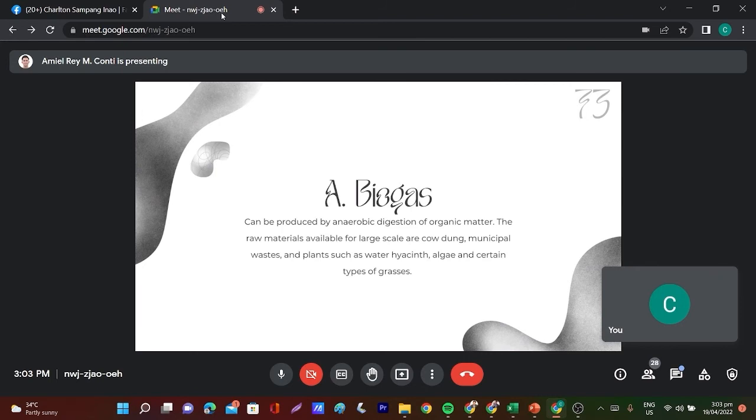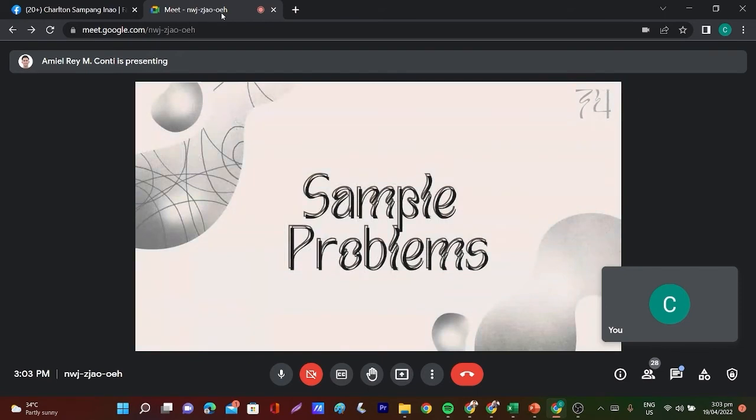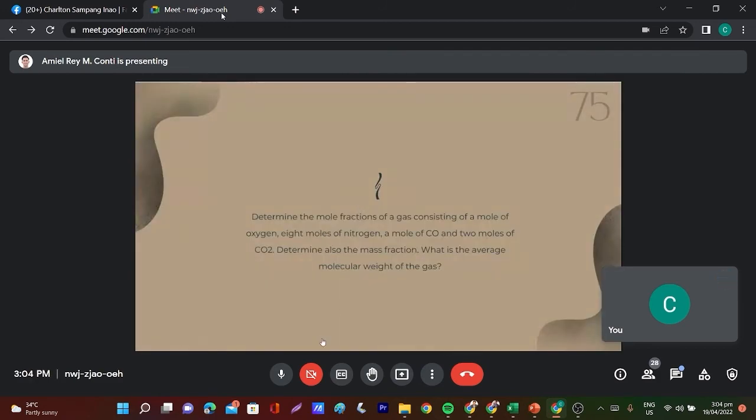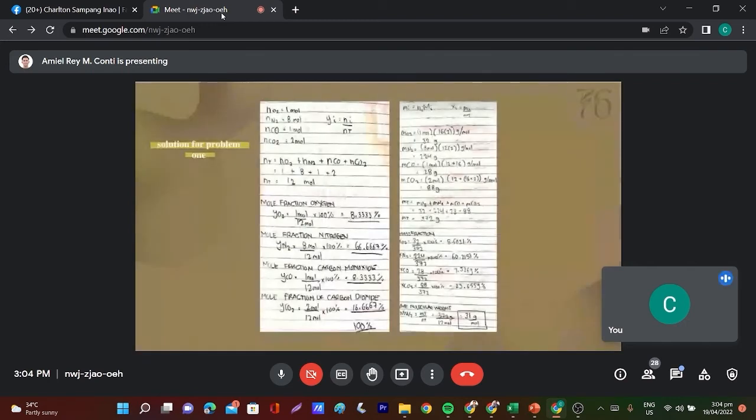So, to further discuss naman po yung mga formula na pinag-usapan kanina, magbibigay po kami ng sample problems. And yung una po is for the solid fuels. Good afternoon po. Sample problem number 1. Determine the mole fractions of a gas consisting of 1 mole of oxygen, 8 moles of nitrogen, 1 mole of carbon dioxide, and 2 moles of carbon dioxide. Determine also the mass fraction. What is the average molecular weight of the gas?